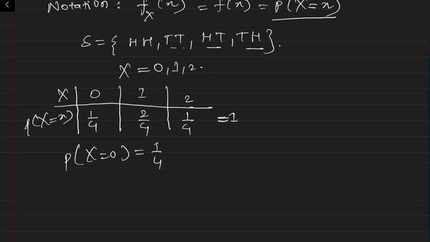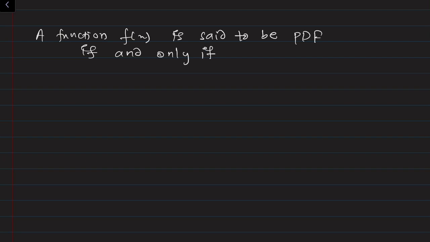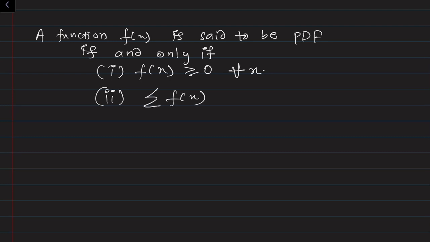Now let's formally define the PDF. So the definition: a function f(x) is said to be a PDF if and only if, first condition, f(x) should be greater than or equal to 0, should be positive for all values of x, because here PDF is the probability and probability cannot be negative. All right, second condition is sum of PDF should be equal to 1. Again, this is the probability, so the sum of the probabilities should be equal to 1. If it is not equal to 1, then that function is not a valid PDF. That is a function, but that is not a PDF.